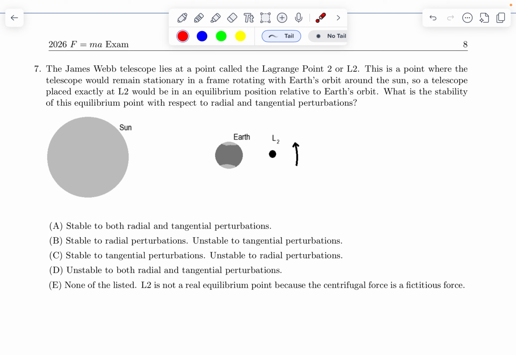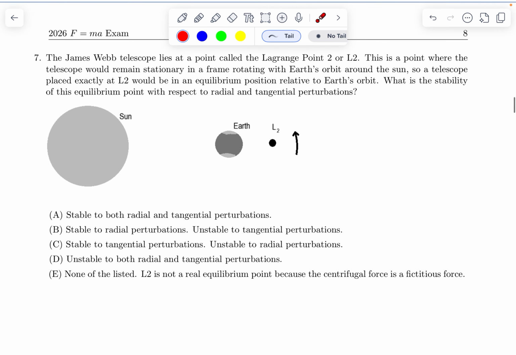The James Webb Telescope lies at a point called the Lagrange point 2 or L2. This is a point where the telescope would remain stationary in a frame rotating with Earth's orbit around the sun. So a telescope placed exactly at L2 would be in an equilibrium position relative to Earth's orbit. What is the stability of this equilibrium point with respect to radial and tangential perturbations?